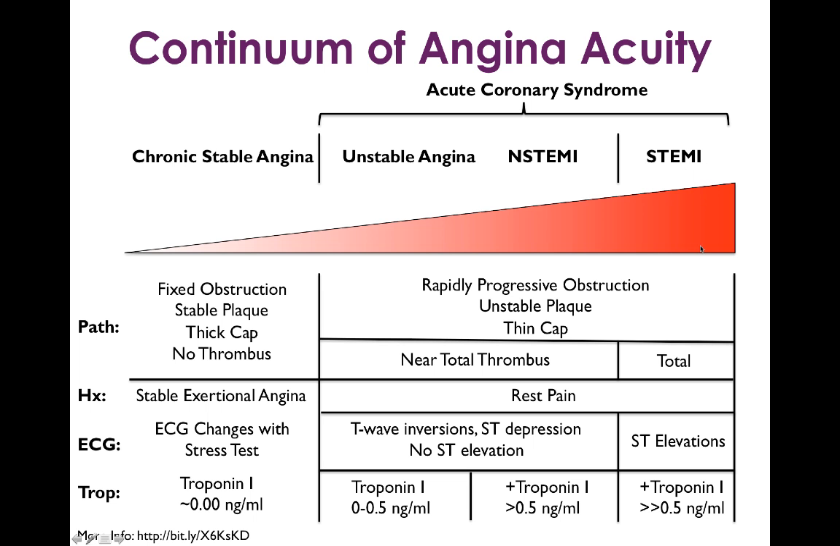And all of these are characterized by a rapidly progressive obstruction, an unstable plaque, thrombus formation from a thin cap. ST elevation MI pathologically is characterized by a total occlusion of an epicardial vessel, and that results in ST elevations on the electrocardiogram. So patients with this syndrome, acute coronary syndrome in general, have typically rest angina or angina with very minimal exertion, or angina that has increased in frequency that we call crescendo angina. So instead of three blocks, it's three steps or something like that that gets them chest pain. So all of that is just sort of lumped into rest pain here.